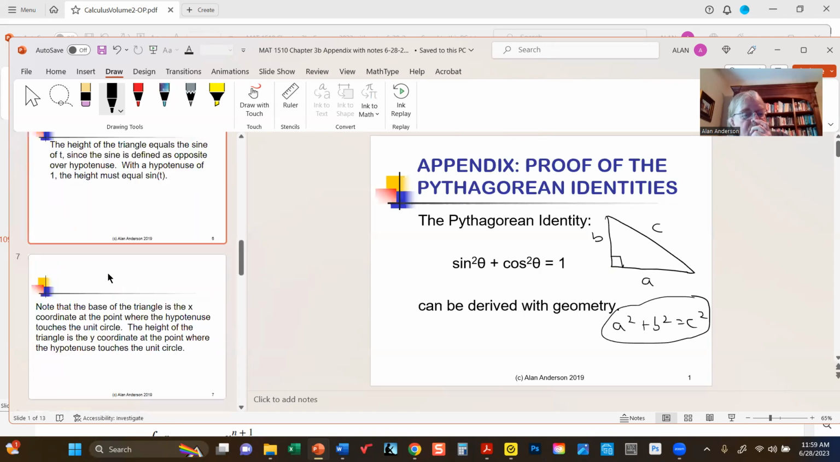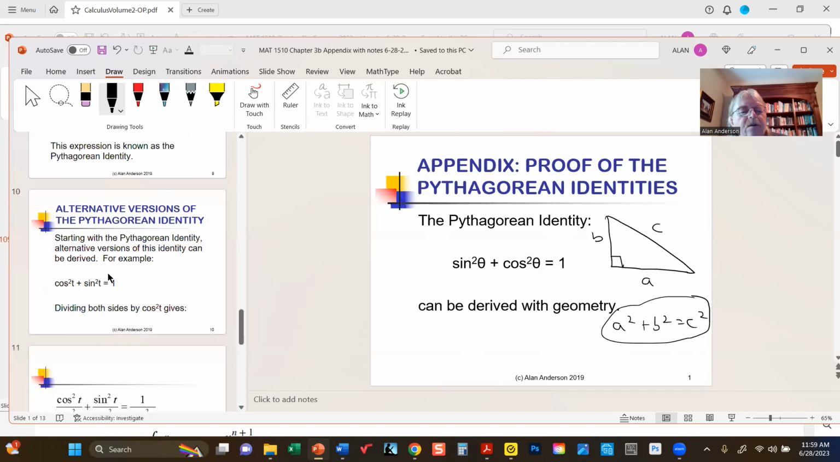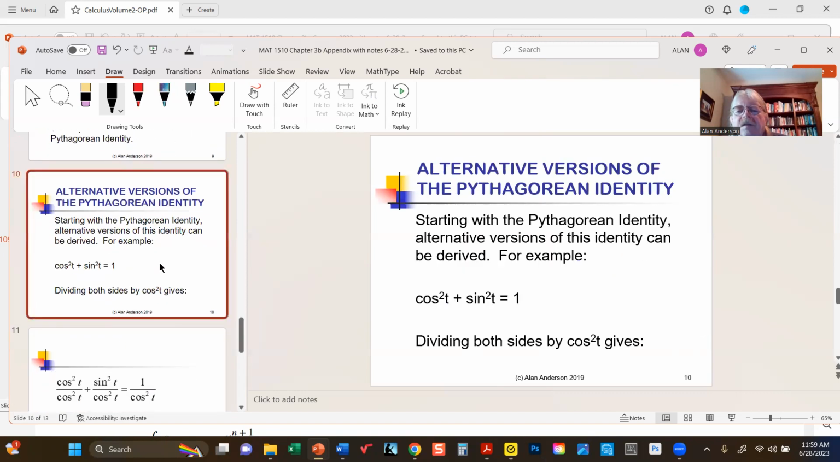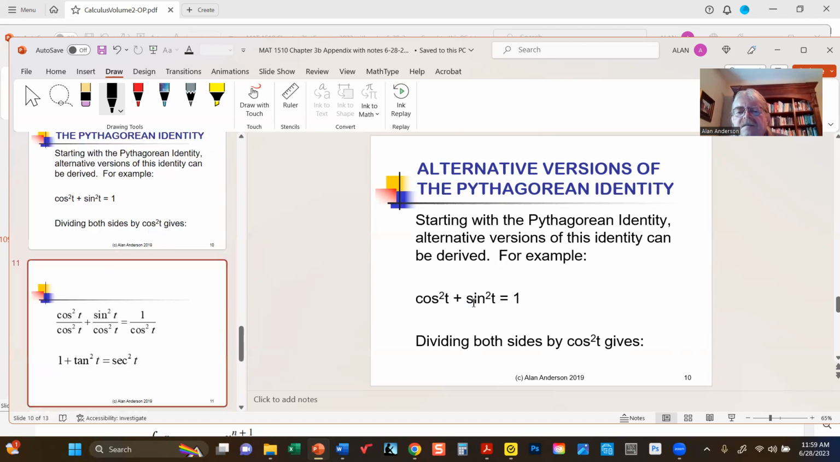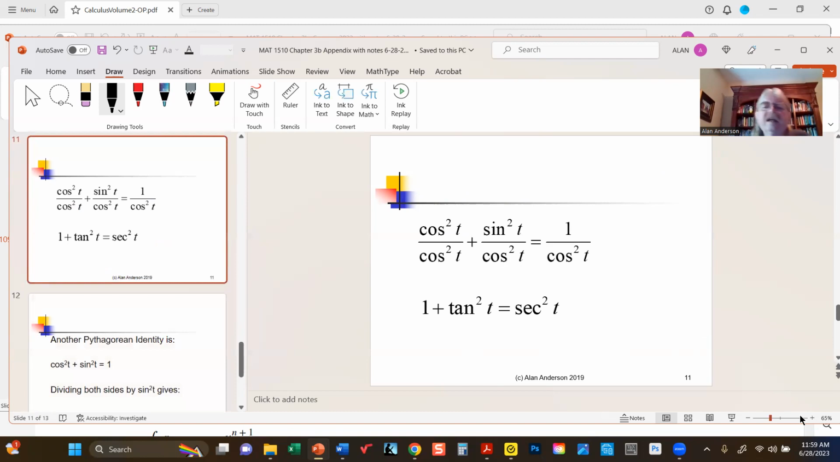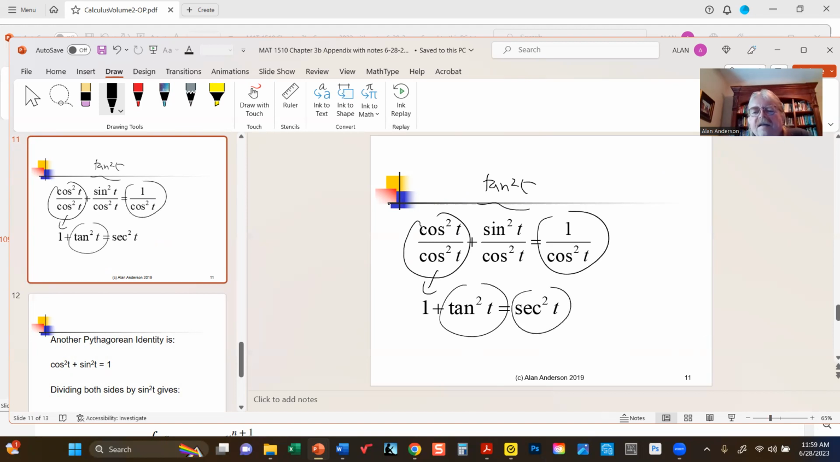Once we get that established, the other two, like I said, are simply algebraic rearrangements. If we continue to use T as our variable, if we divide both sides by cosine squared of T, what do we get? Well, this one is just 1. And recall this is equal to the tangent. And then this, the inverse of the cosine, is the secant. Okay, so that accounts for the second identity.